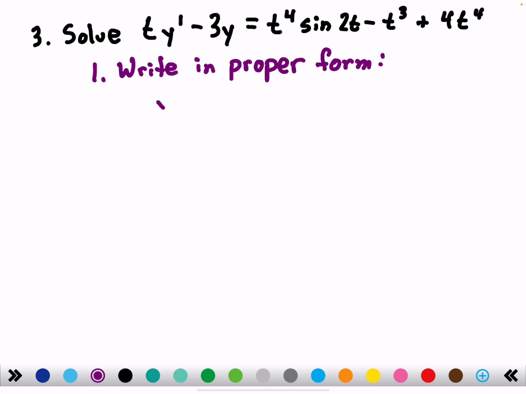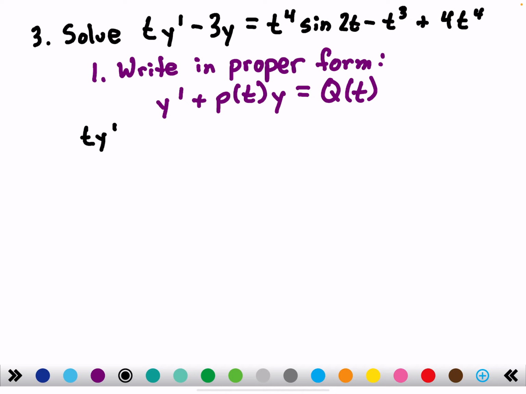And that proper form would be y prime plus p sub t times y equals q sub t. So notice that the y prime is multiplied by t. So all we need to do to get this equation in the proper form is just divide all terms on both sides of the equal sign by t and then simplify the division.